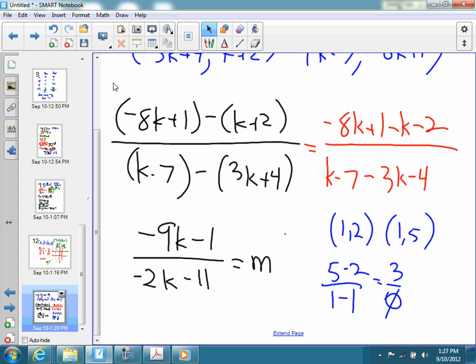It will be horizontal. That's right. This undefined slope is a vertical line, right? Fortunately, our line is perpendicular to this, right? Vertical, perpendicular. Okay? So if it's perpendicular to a vertical line, what's the slope?